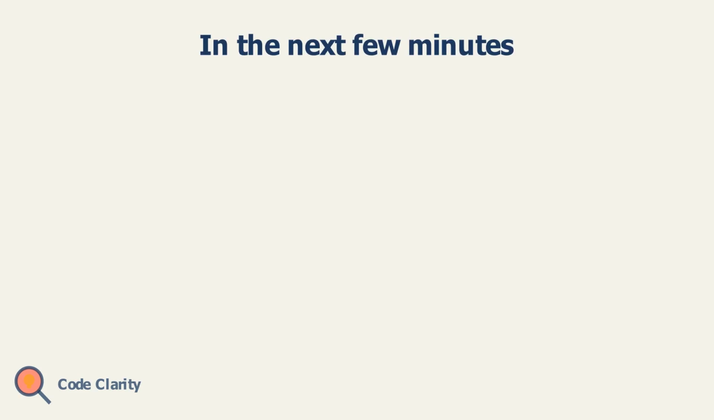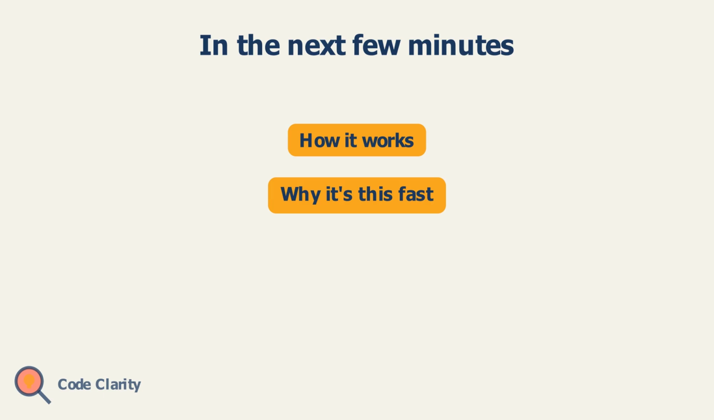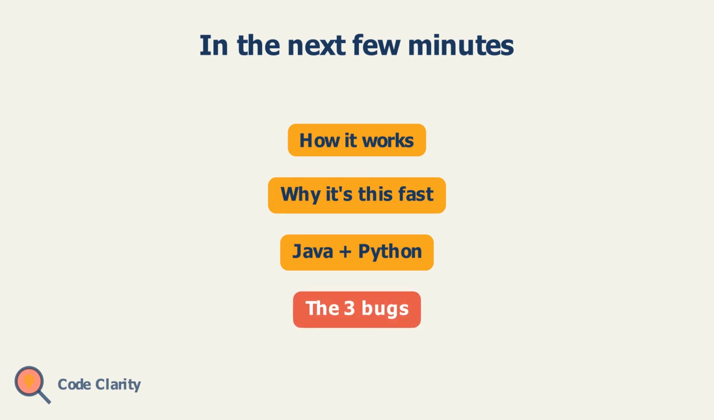In the next few minutes, you'll see exactly how binary search works, why it's so ridiculously fast, the clean Java and Python code, and the 3 mistakes that break it. No memorizing. You'll actually understand it.